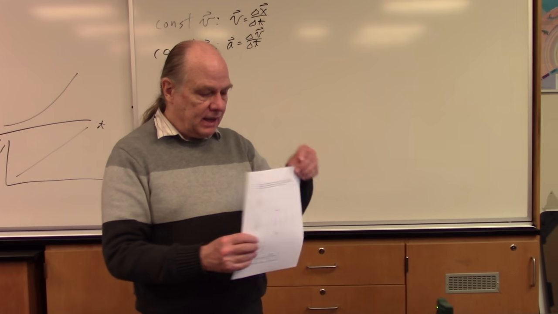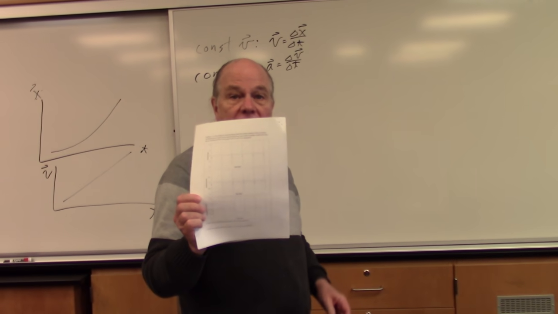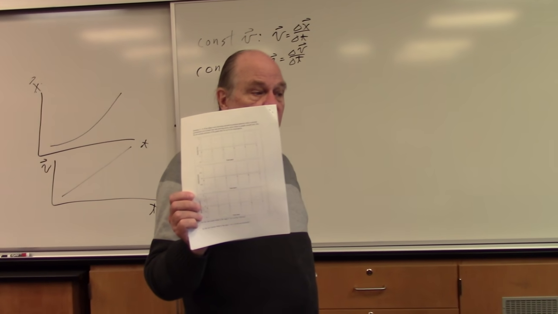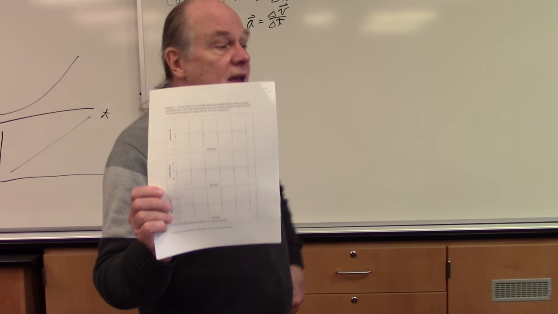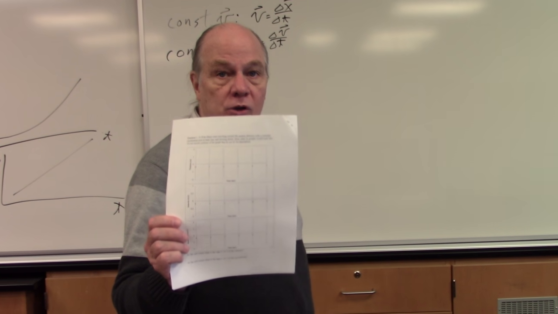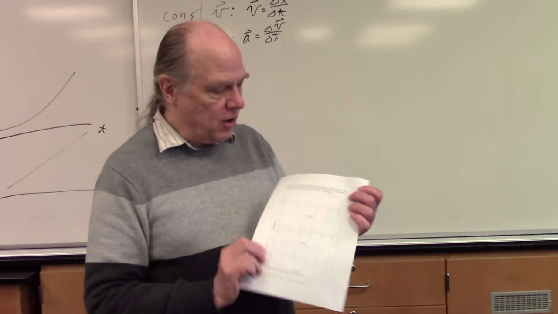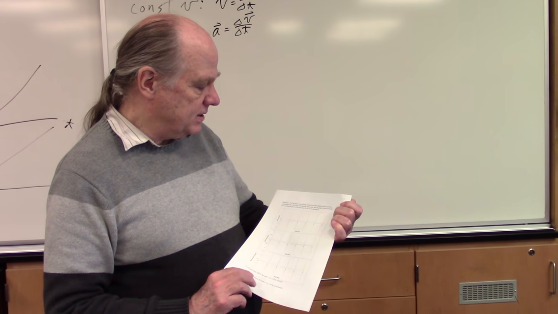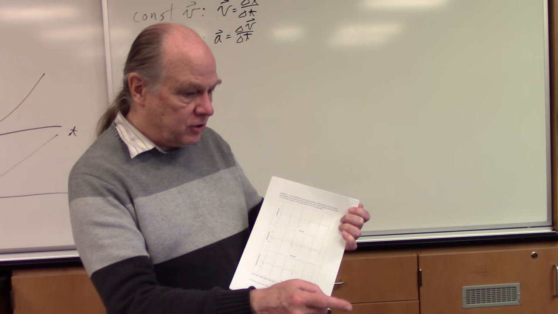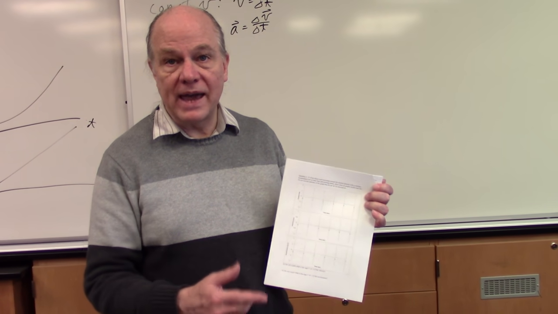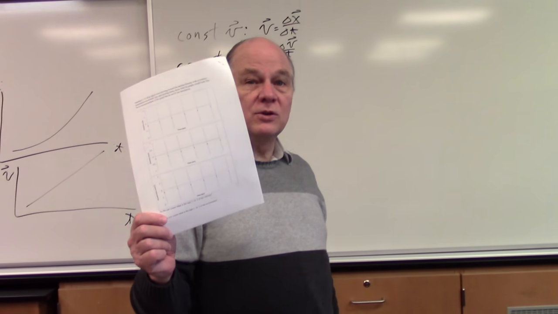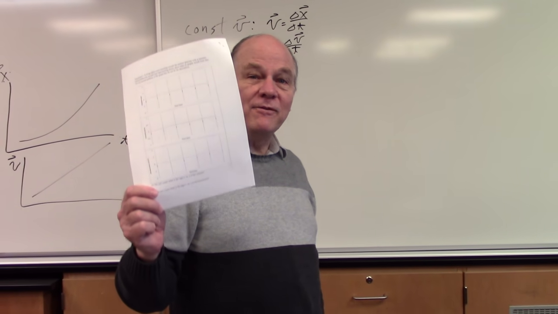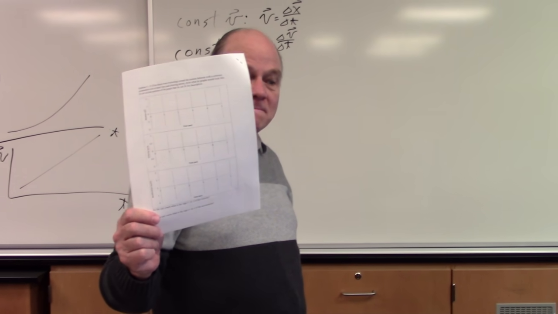And then finally, the last page here. On this last page, given what we've done, you're supposed to figure out what the graph would look like if we had an object that was traveling toward the motion detector and slowing down. So put your thinking caps on and figure out what those graphs need to be.